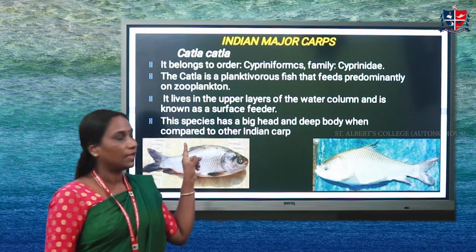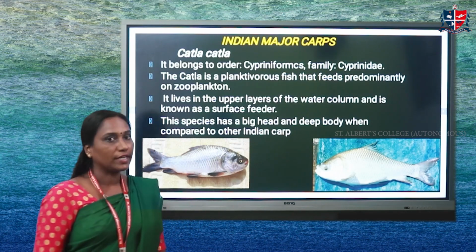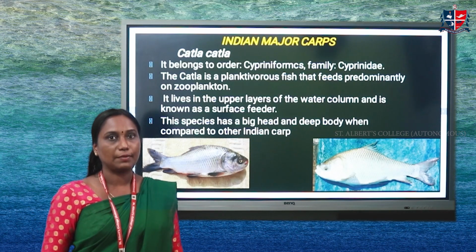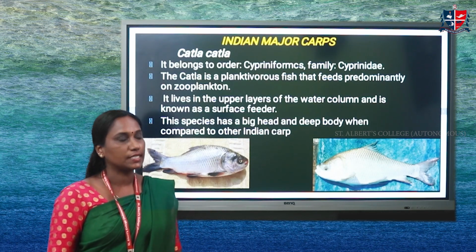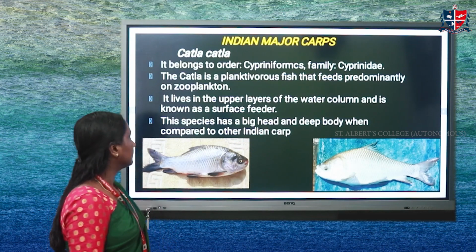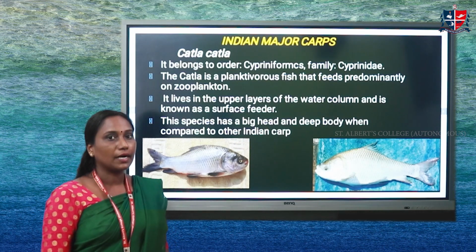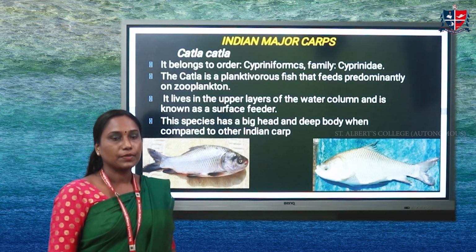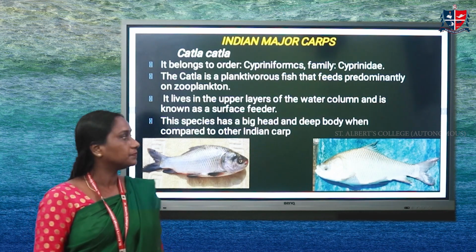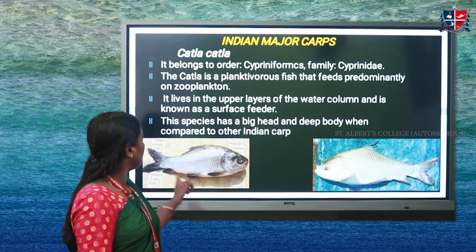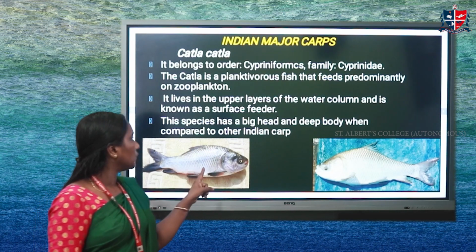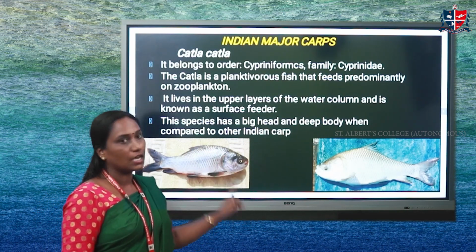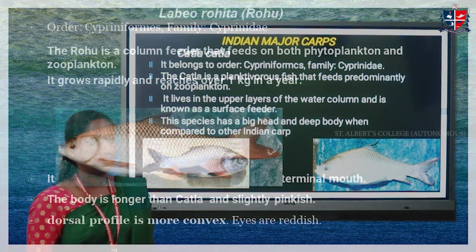Firstly, it is Katla. Katla belongs to the order Cypriniformes and family Cyprinidae. The Katla is a planktivorous fish that feeds on zooplankton. It lives in the upper layer of the water and is a surface feeder. This species has a big head and deep body when compared to other Indian carp, like this picture.